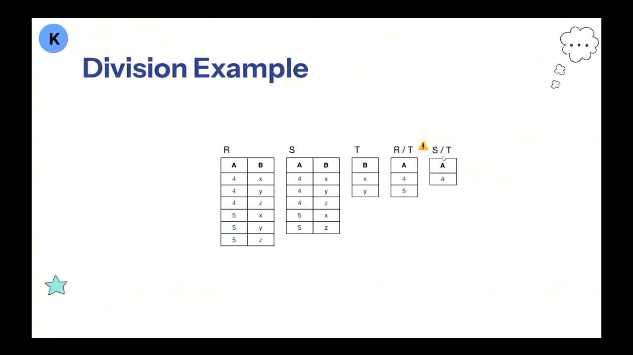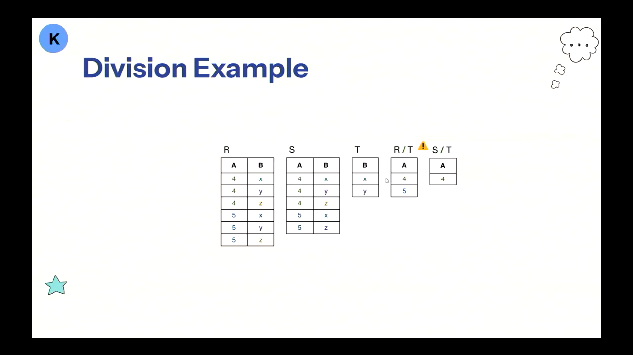And for S divided by T, the thinking process is kind of similar. So first, let's determine which attribute should be put into the result. So the result should be S minus T. And S minus T is actually the same as R minus T, is A. So we should put the attribute A into the result. And to determine the values, let's go through the table, the values of B in relation S.